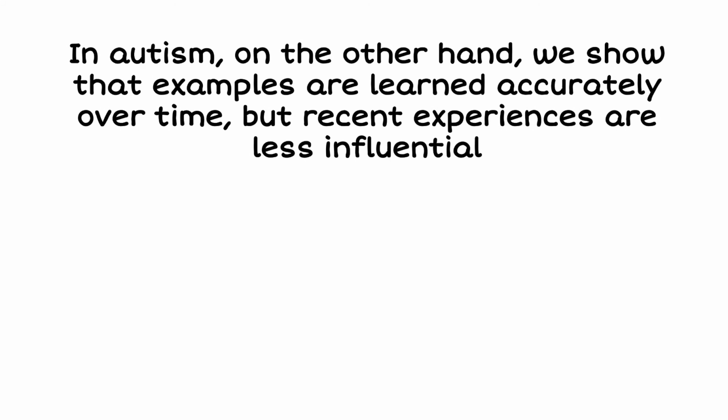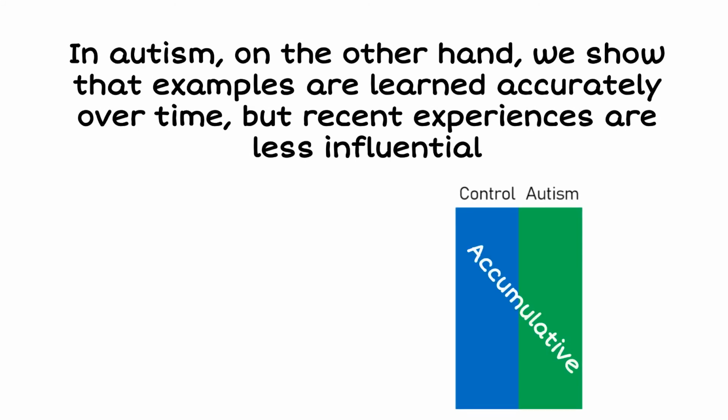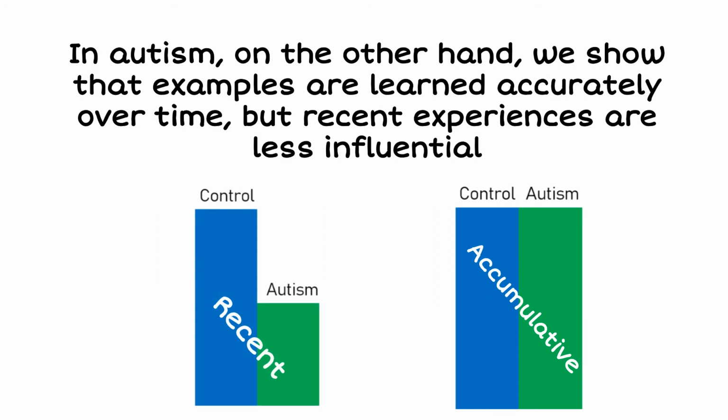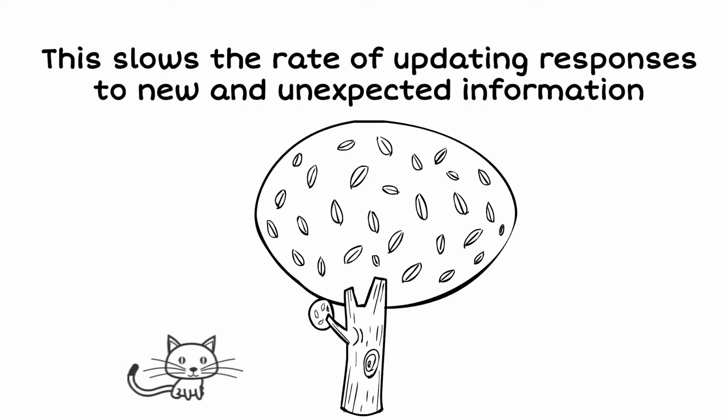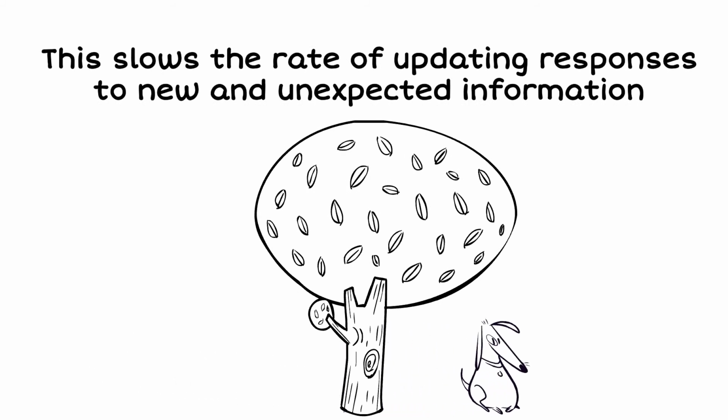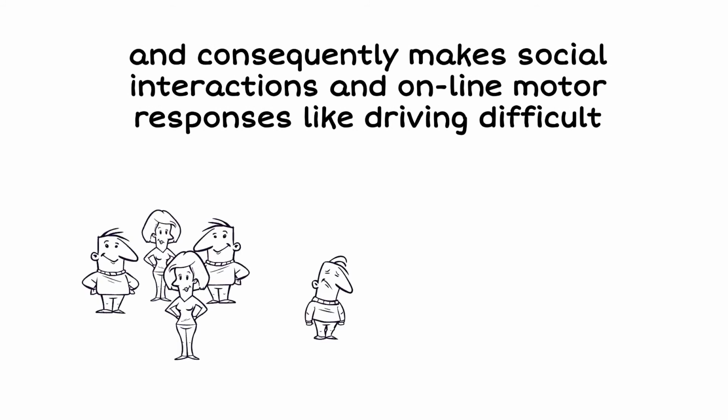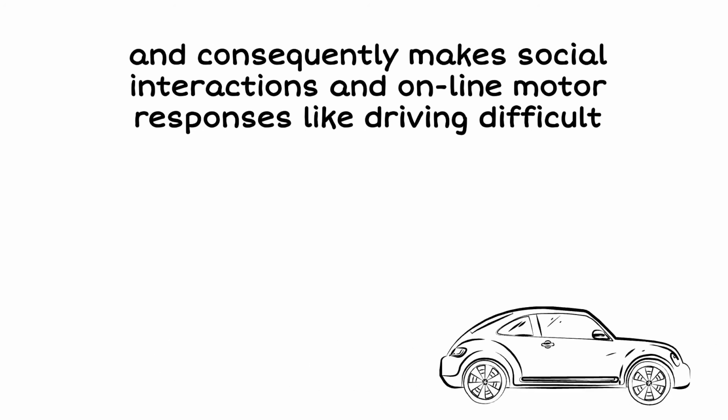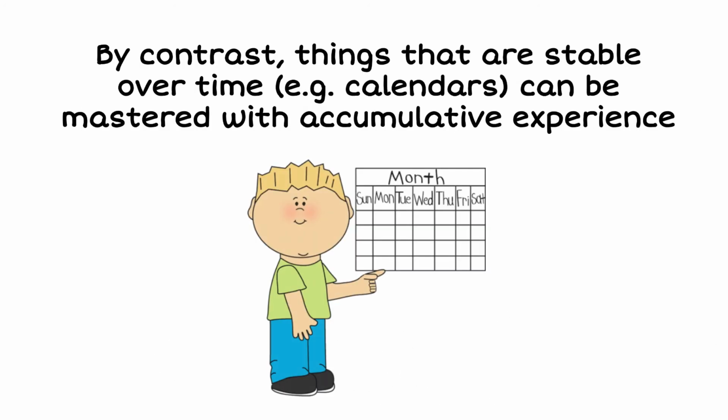In autism, on the other hand, we show that examples are learned accurately over time, but recent experiences are less influential. This slows the rate of updating responses to new and unexpected information, and consequently makes social interactions and online motor responses like driving difficult. By contrast, things that are stable over time can be mastered with accumulative experience.